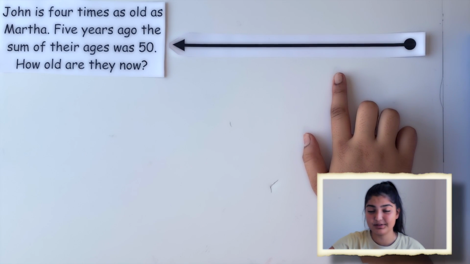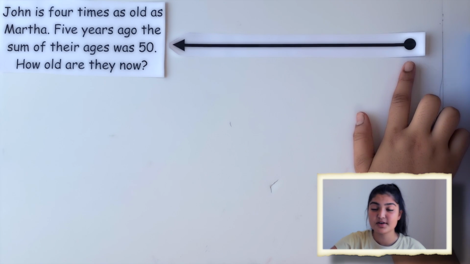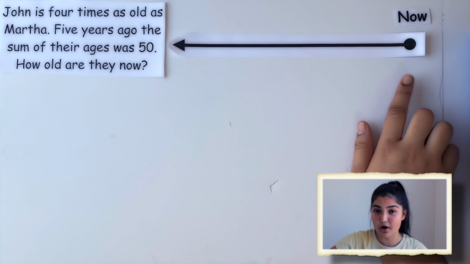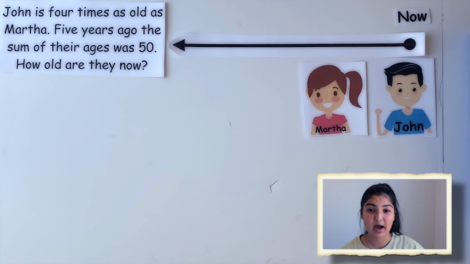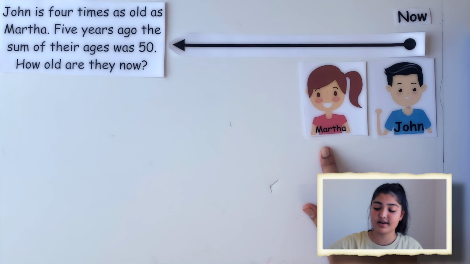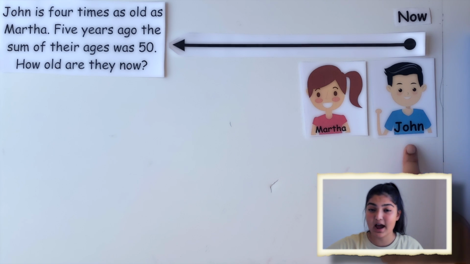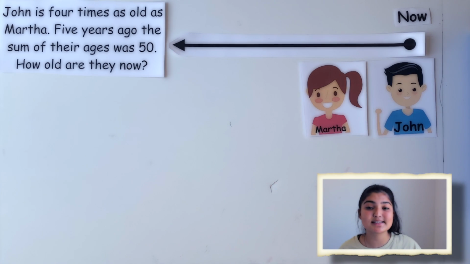Here is a timeline. Let's represent this point on our timeline as the time now. So how old are John and Martha now? Well, this is what the question's asking. We don't know how old Martha and John are now. So let's assume their ages by using a variable.